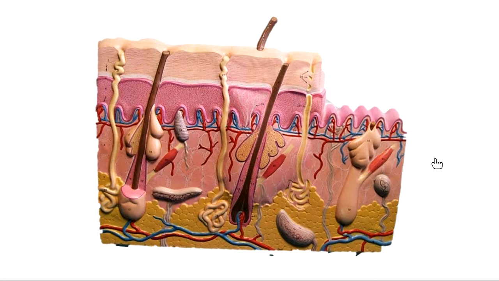Kai is asking, will the reticular layer be damaged in a second-degree burn? I believe the correct answer for that one would be yes. A second-degree burn starts to damage the reticular layer of the dermis. We definitely damage the papillary layer of the dermis, but we start to damage the reticular layer as well.